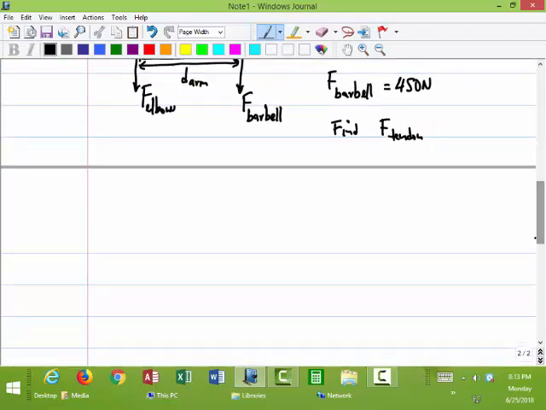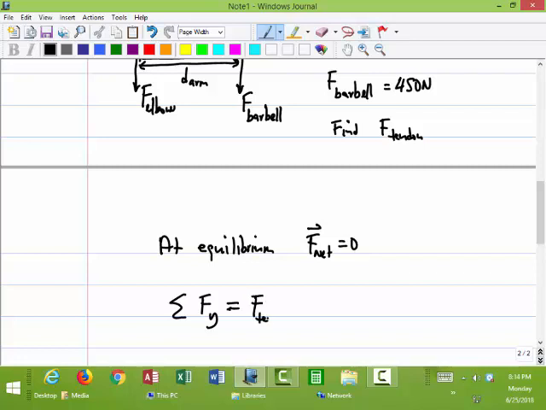We first start off by knowing that at equilibrium, the net force is equal to 0. So the net force on this object in the y direction, because the forces are all pointing in the y direction, will be given by the force from the tendon, which is positive, minus the force from the elbow, minus the force from the barbell. These forces should all add up to 0, because we said the net force should be 0.